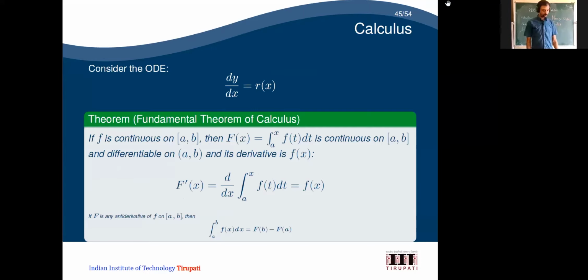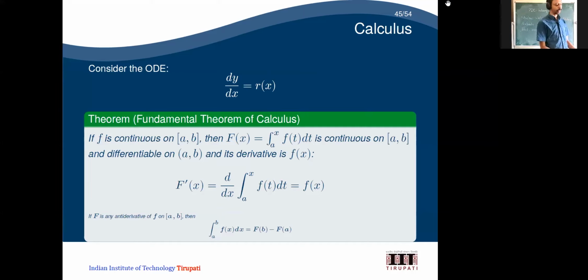Now the question is, how do you solve an ordinary differential equation? We will start with the simple one, at the very basic level: dy by dx equal to r of x. If r of x is continuous, then we try to find the solution. For that, the fundamental idea is the fundamental theorem of calculus. If f is a continuous function, then we can define capital F of x equal to the integral from a to x of f of t dt.